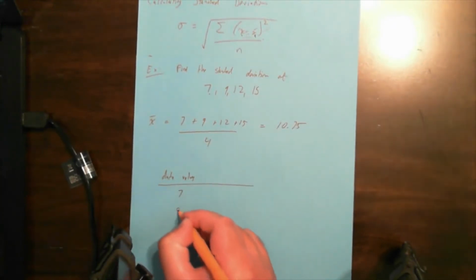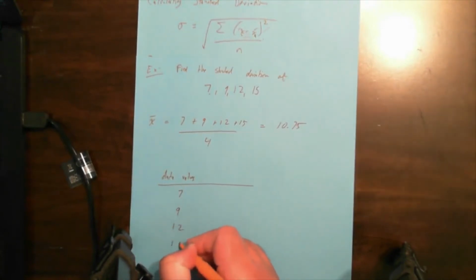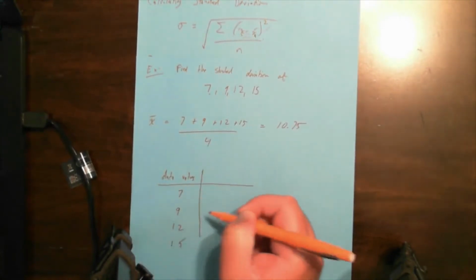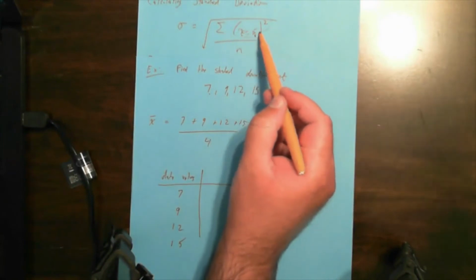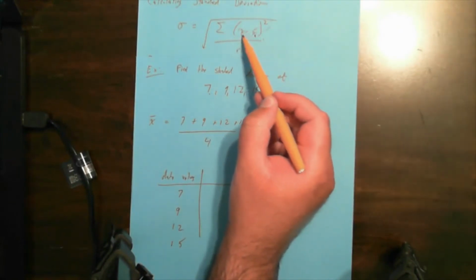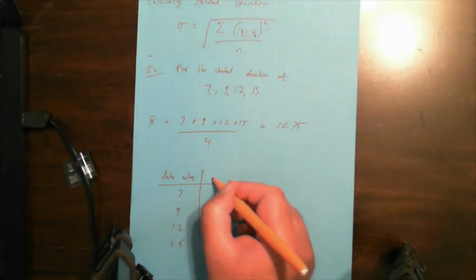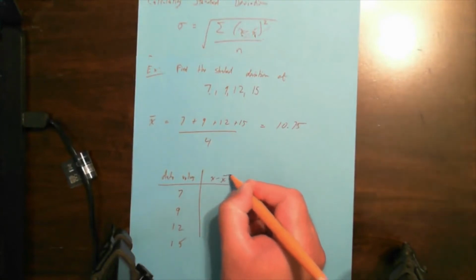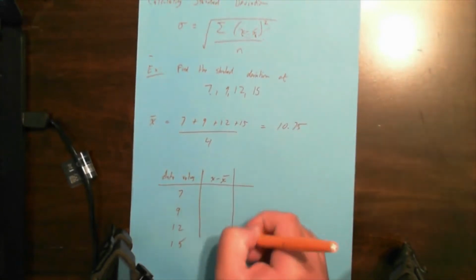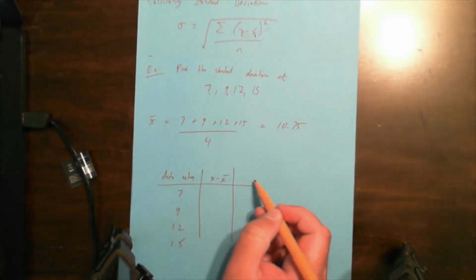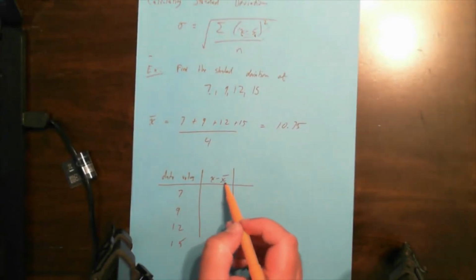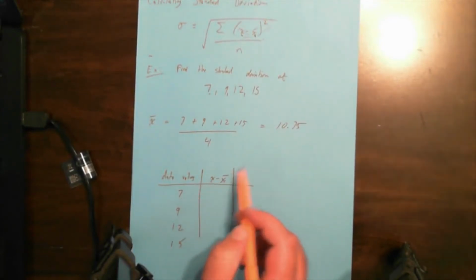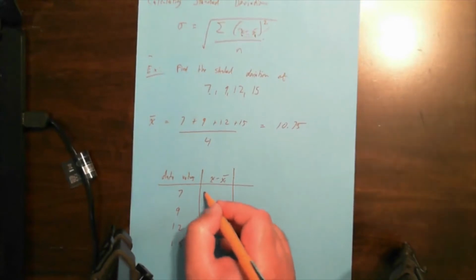So the data values are 7, 9, 12, and 15. Then what I'm going to do is this part that's inside the brackets here, so data value minus mean. So that's my heading here, data value minus mean. Okay, we'll fill in the last column after. So data value minus mean. So data value here is 7, mean is 10.75.